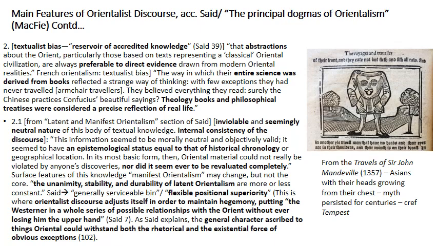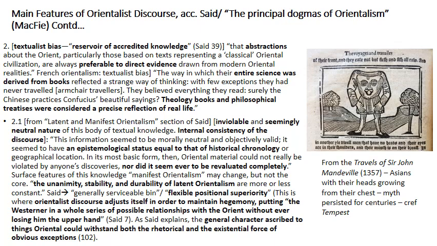Surface features may change, so latent and manifest. Said makes a difference between latent, that is the underlying, deep features of Orientalism, and a surface, a kind of manifest Orientalism. And he says that the surface features may seem to shift here and there. Surface features of this knowledge, manifest Orientalism, may change, but not the core. The unanimity, stability, and durability of latent Orientalism are more or less constant.